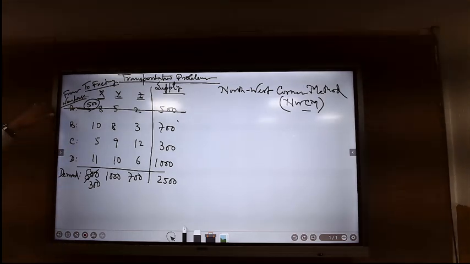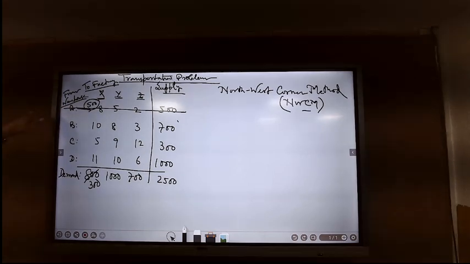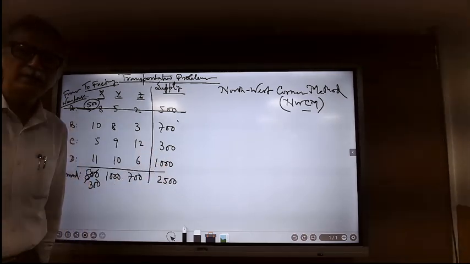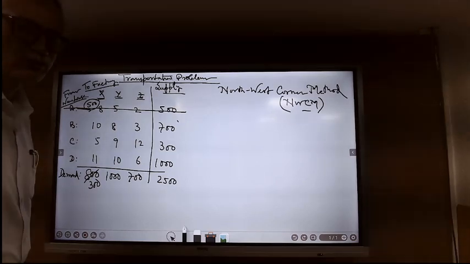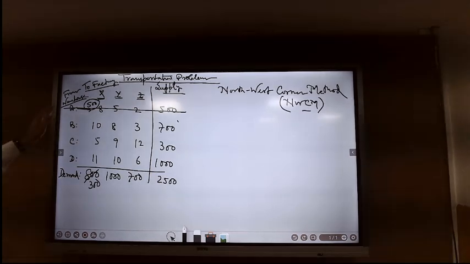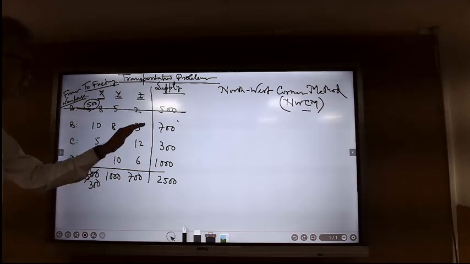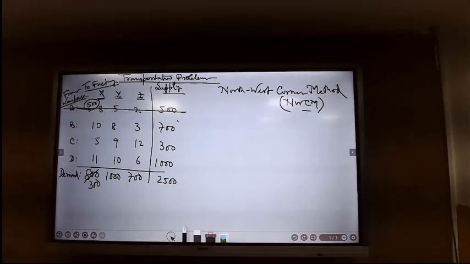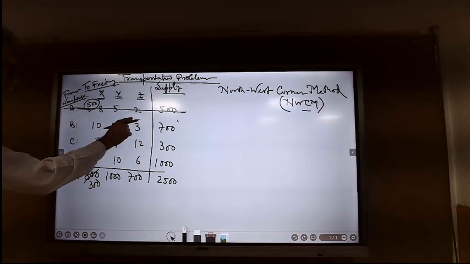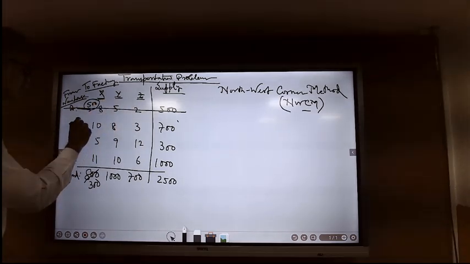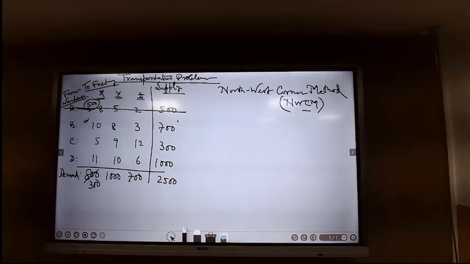Now after crossing this first row, why have we crossed the first row? Because warehouse A is fully exhausted. So right now there is no use of keeping warehouse A in our system. That's why we have scratched the first row like this. So after scratching this, now this is the matrix starting from B. Now if I consider this as the matrix, which one is the northwest corner cell? Again this one, having the unit cost 10.